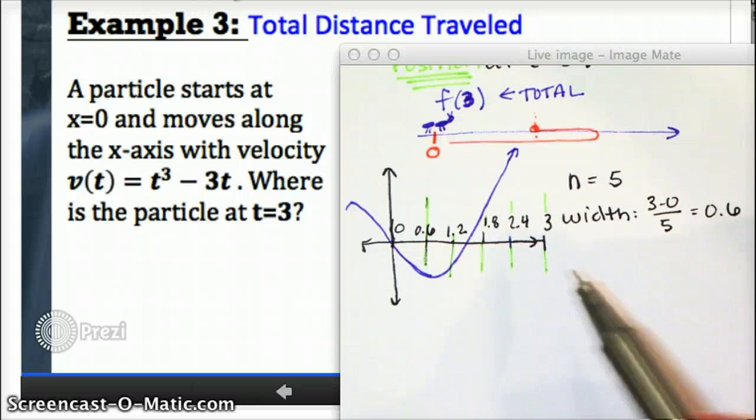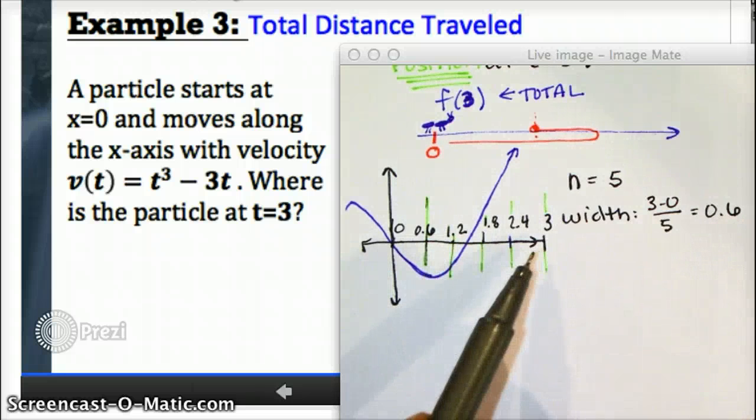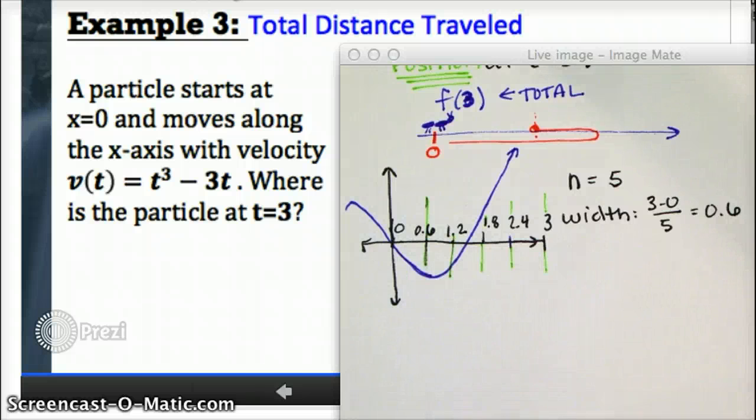And my rectangles aren't really drawn. What's really important is just the intervals, because now I can use this to set up an approximation. Let's go ahead and do both LRAM and RRAM, and then we'll take the average of the two as our approximate area. Pause here so you can compute it. When you're done computing it, use your calculator. What do you get for LRAM and RRAM?